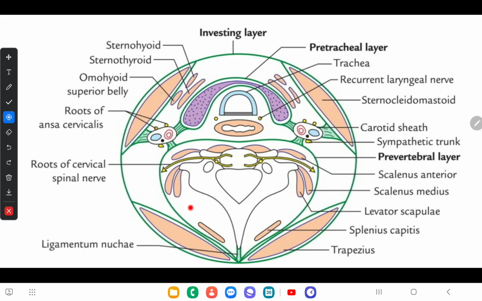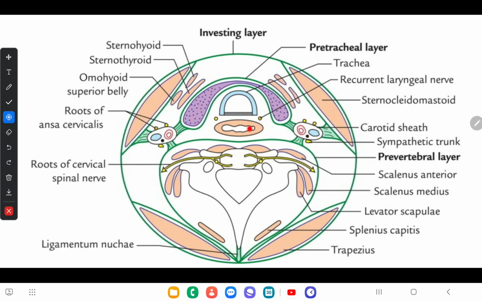Here you can see these are the sternocleidomastoid muscles, and here the sternohyoid muscle, and then the omohyoid muscle, and deeply the sternothyroid muscle. Here you have the trapezius muscle. Then here the splenius capitis muscle. Here the levator scapulae muscle is present. And here the scalenus anterior. This is the scalenus anterior muscle. Then this is the scalenus medius muscle.